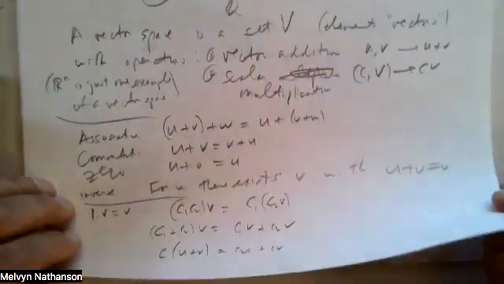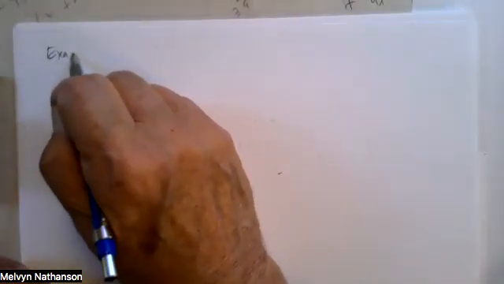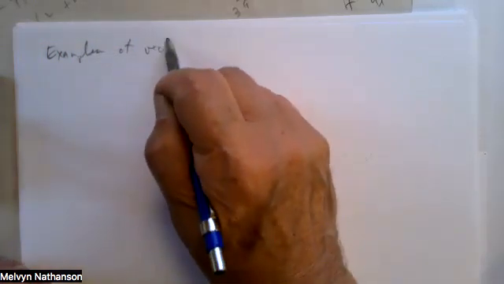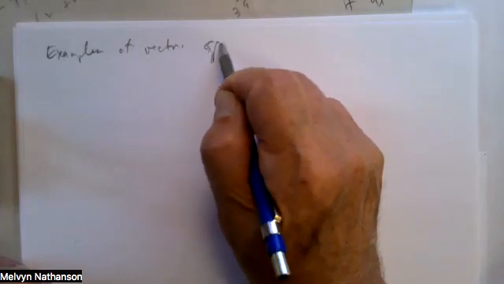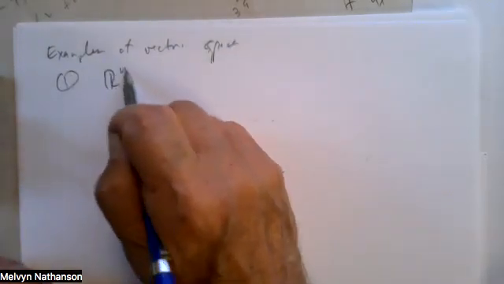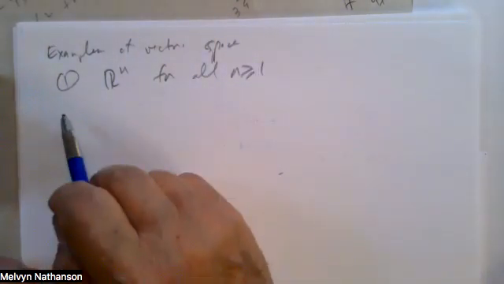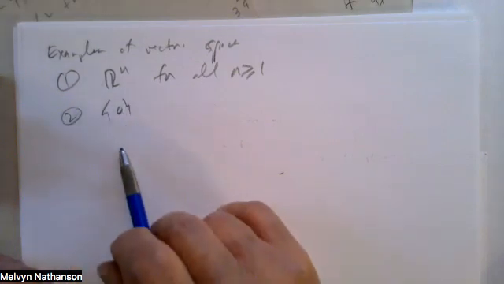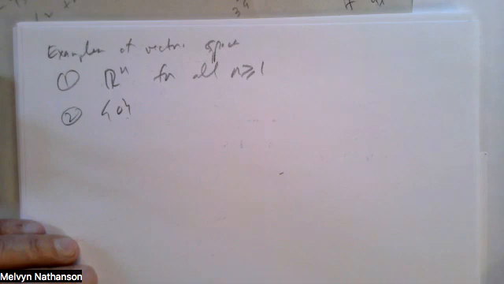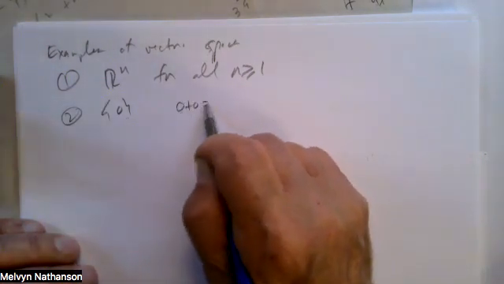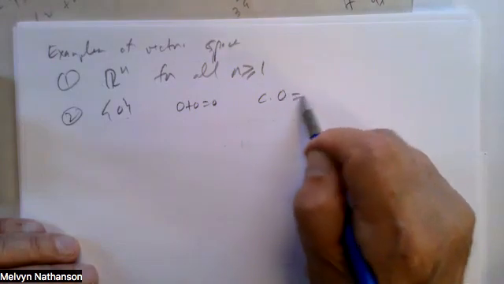So what are some other examples of vector spaces? So, examples of vector spaces. The basic example is Rn for all n greater than or equal to 1. Another example, this is sort of the trivial vector space, is a set that just consists of the 0 vector, because 0 plus 0 is 0, and any scalar times 0 is defined to be 0. So just the set consisting of the 0 vector is a vector space.